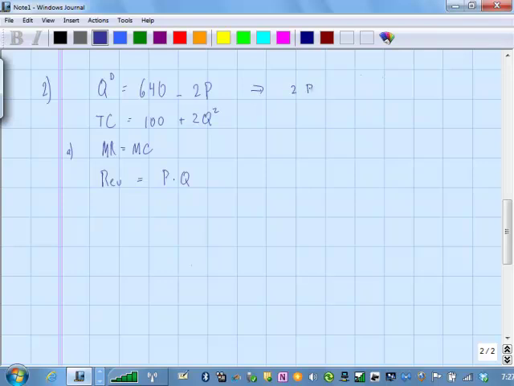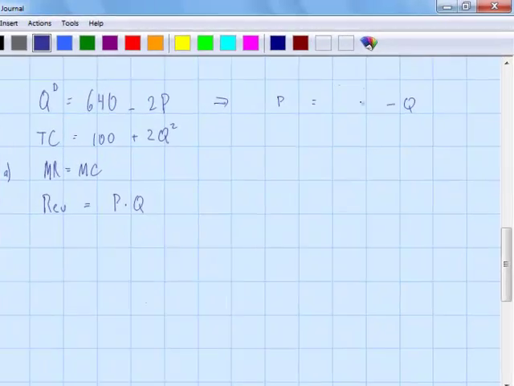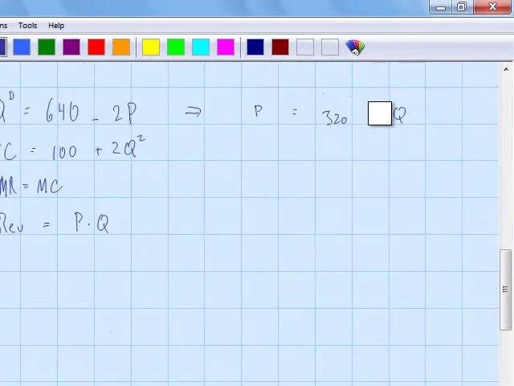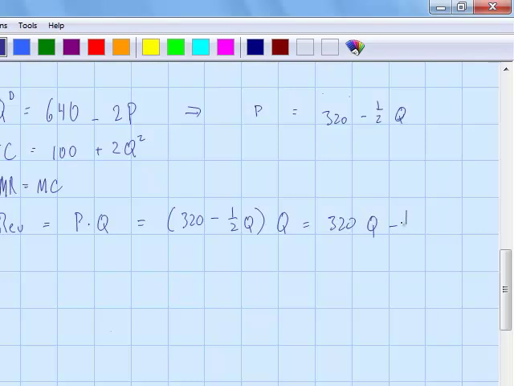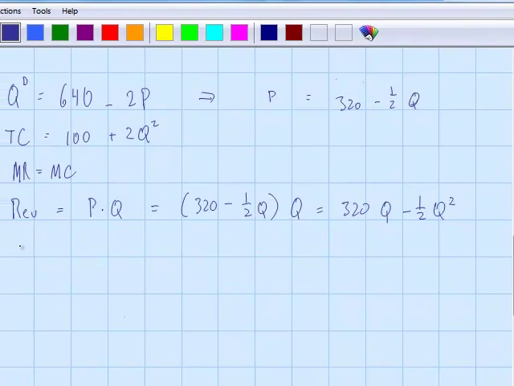This is the same as saying 2P is equal to 640 minus Q. Divide through by 2. That gives us our inverse demand function. So now I can plug that into my revenue equation. P is equal to 320 minus 1/2 Q multiplied by Q. That's going to give me 320Q minus 1/2 Q squared.